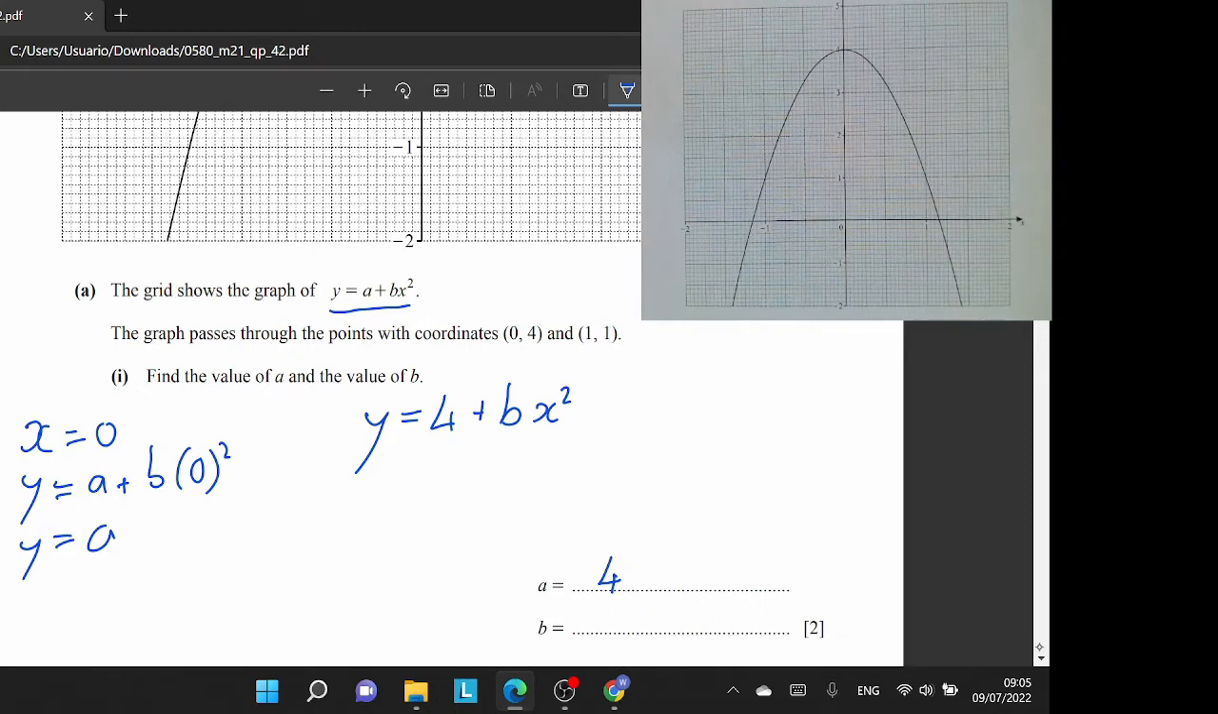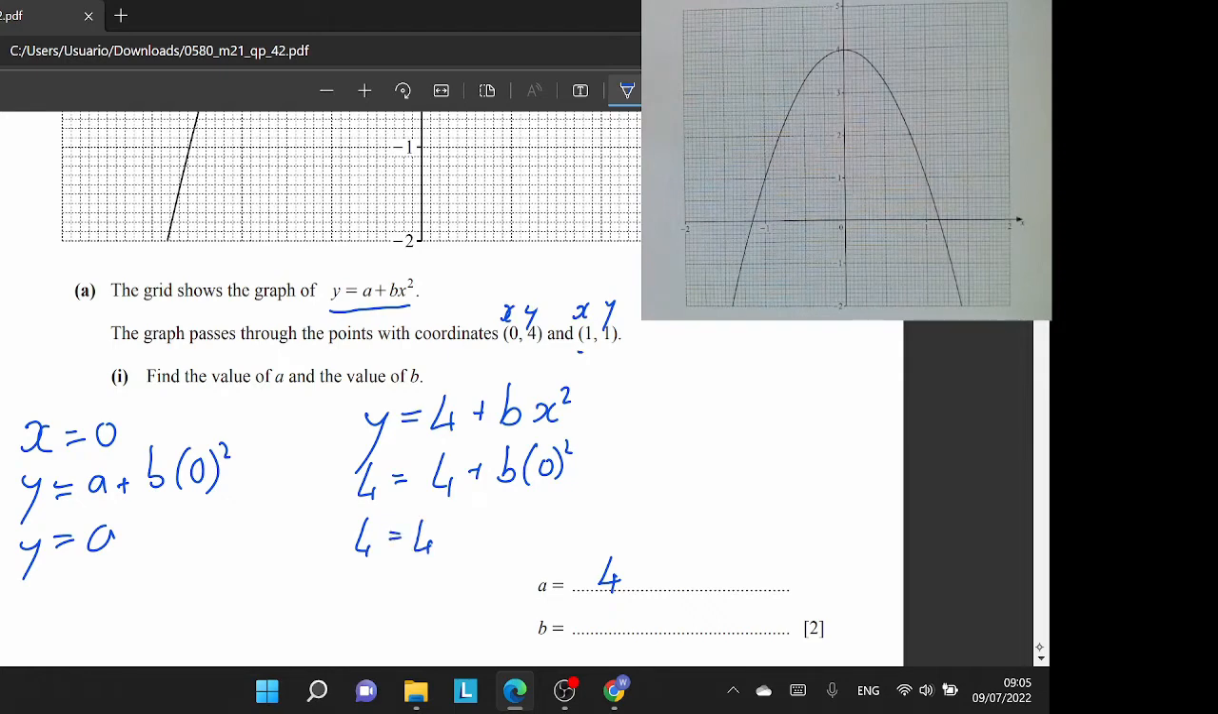Remember, these coordinates are x and y values. So we can substitute one of these coordinates into the equation. The first one is not going to work because if y is 4, x is 0. 0 squared is 0 times b is 0. That gives us 4 equals 4. We know that. Doesn't give us the answer though.